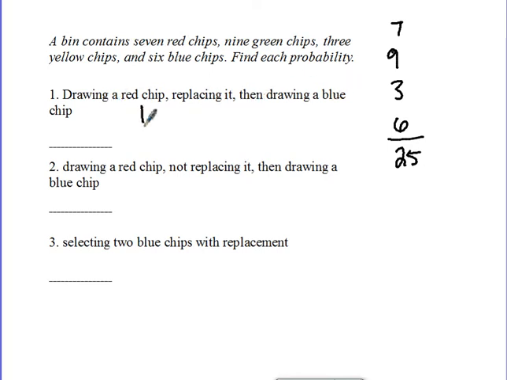So what we're saying here is we're going to draw twice, and we want to know the probability of a red and a blue. And this is a compound probability. And when we see the word and, we should know that we're going to multiply the two probabilities. So the probability that it's red times the probability that it's blue.